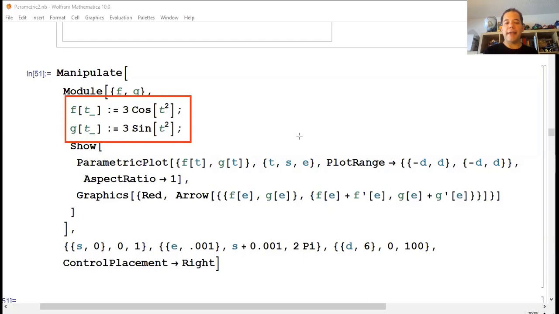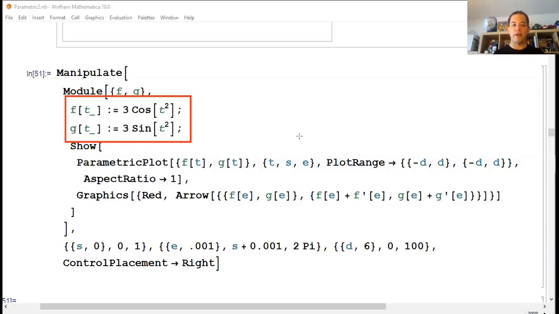Now, we can tell already that this is going to describe a circle as well, because when you do the first one, the f squared plus the g squared, you're going to get cosine squared plus sine squared. That's going to be 1 multiplied by the 3 squared, so it's going to be 9. So it will be a circle of radius 3. So it describes a circle.